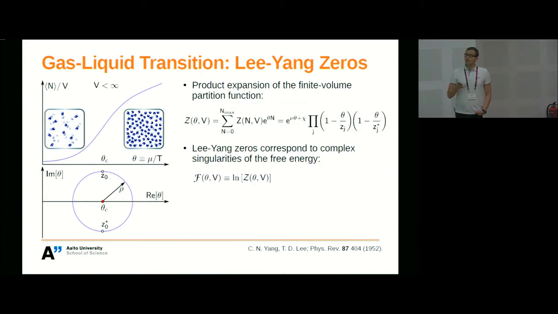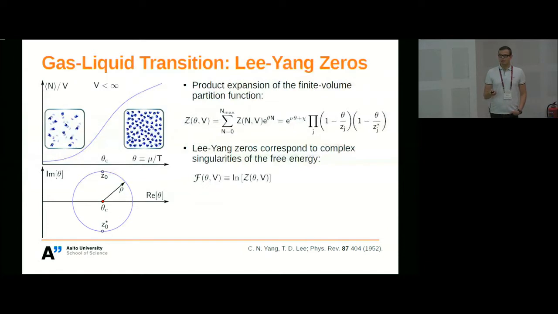Okay, so what do we know about the location of these Lee-Yang zeros in the complex plane? First of all, they cannot be on the real axis because the partition function can trivially not be zero for any real value of theta. And second, we also know that these Lee-Yang zeros must have a finite distance to the real axis.